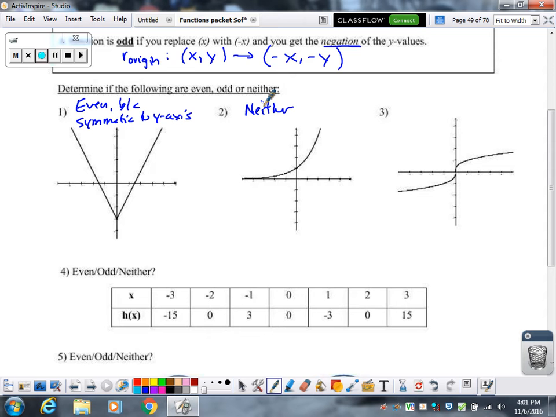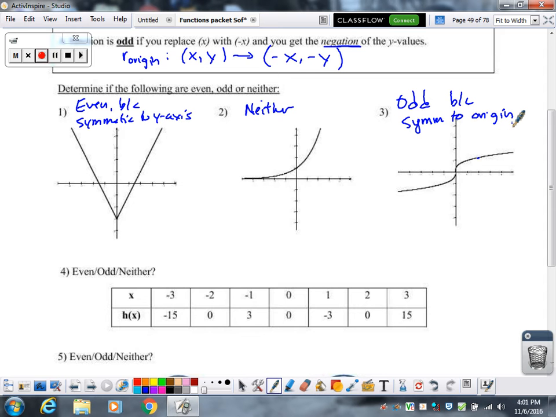Number 3, does it have symmetry? Yes, it does look like it has some symmetry. If we look at the points, we see this point, maybe it's a 2, 1. If it gets reflected through the origin, it comes out the other end, to now a -2, -1. Therefore, it appears to be an odd function because it is symmetric to the origin.